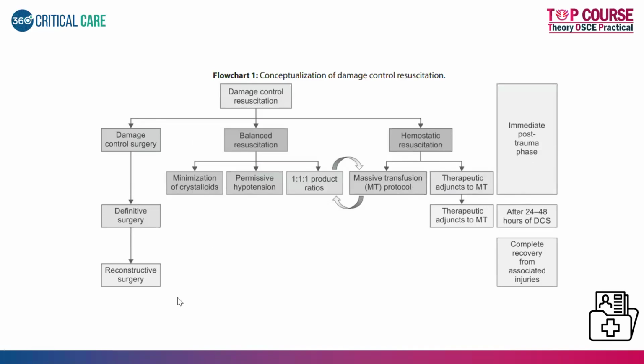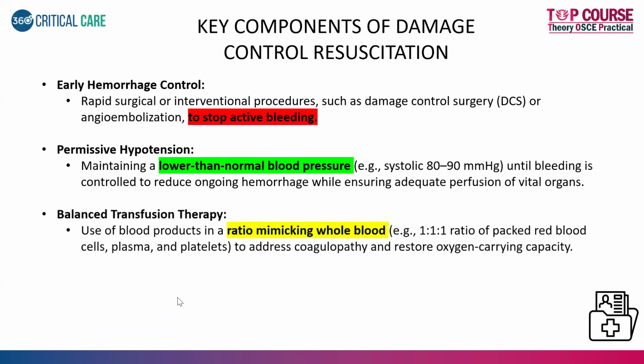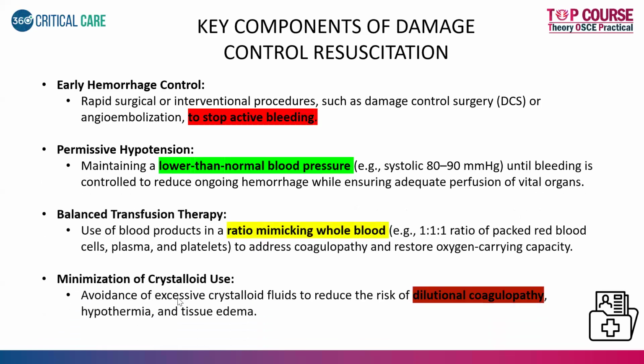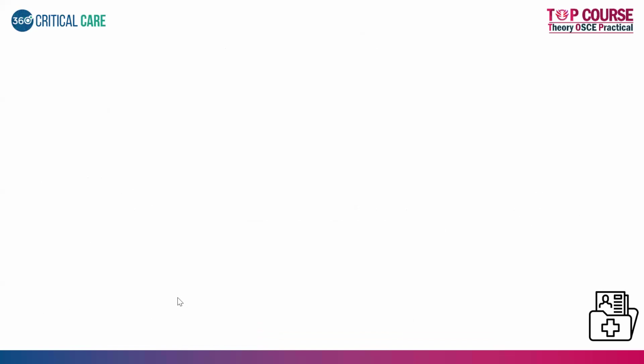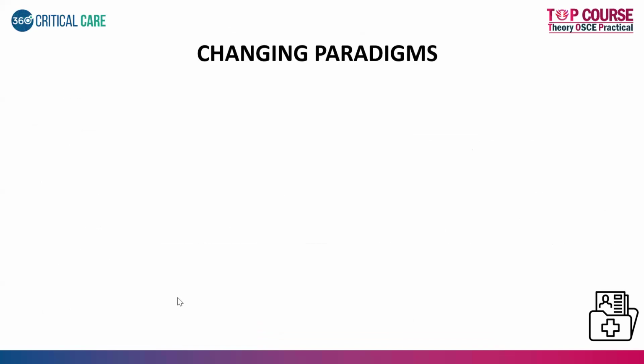The individual components are early hemorrhage control, permissive hypotension, balanced transfusion, minimalization of crystalloid use, and coagulopathy, where tranexamic acid is something they look at. Prevention of the lethal triad of death you also have to write. If you write this much about DCR in an exam, that is more than enough. For you to understand the finer nuances of trauma, I've added further slides.